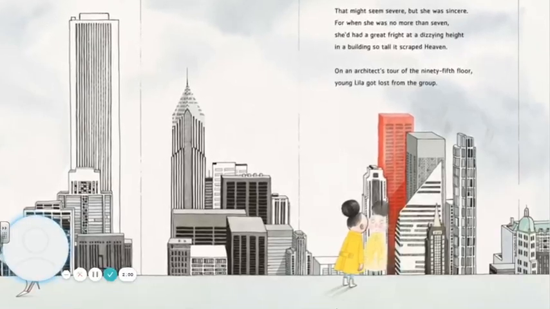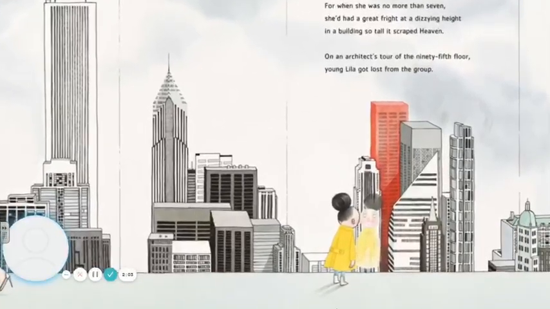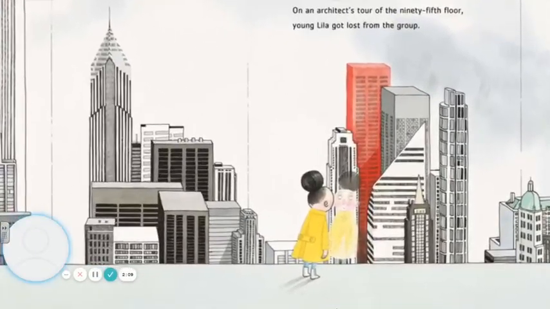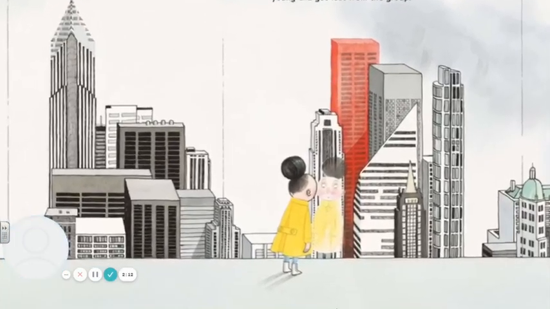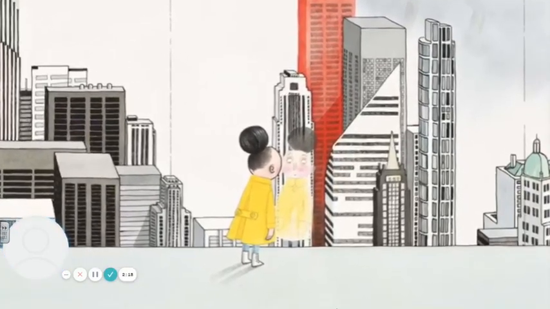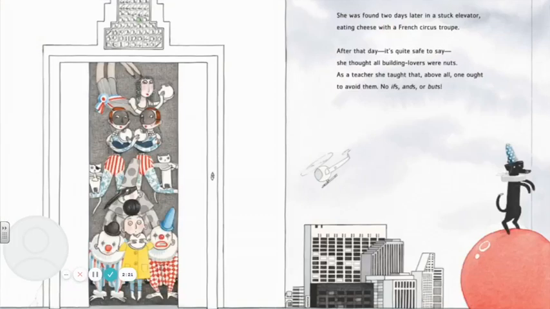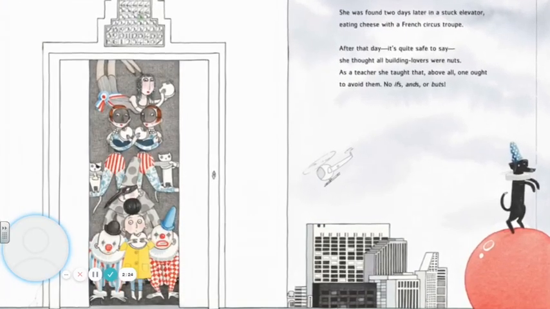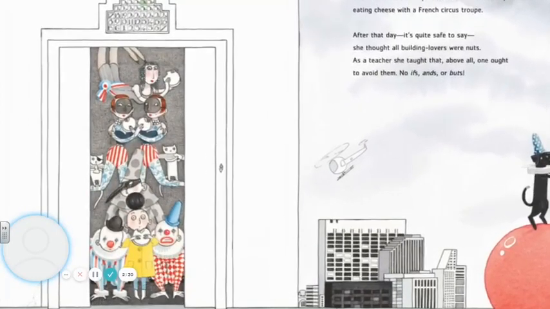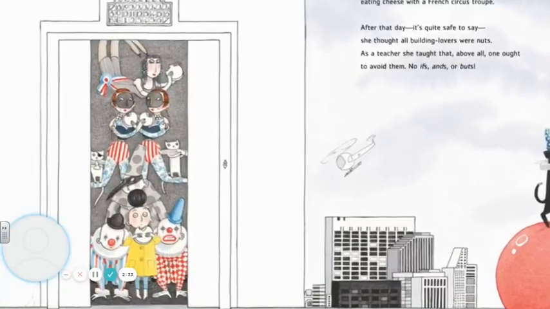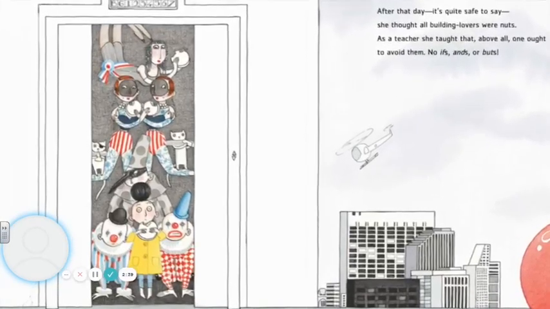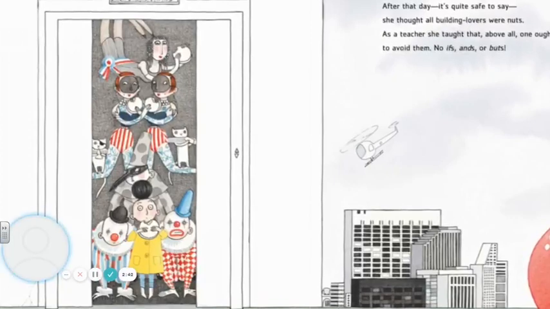That might seem severe, but she was sincere, for when she was no more than 7, she had a great fright at a dizzying height in a building so tall it scraped heaven. On an architect's tour of the 95th floor, young Lila got lost from the group. She was found 2 days later, stuck in an elevator, eating cheese with a French circus troupe. After that day, it's quite safe to say, she thought all building lovers were nuts. As a teacher, she taught that, above all, one ought to avoid them. No ifs, ands, or buts.